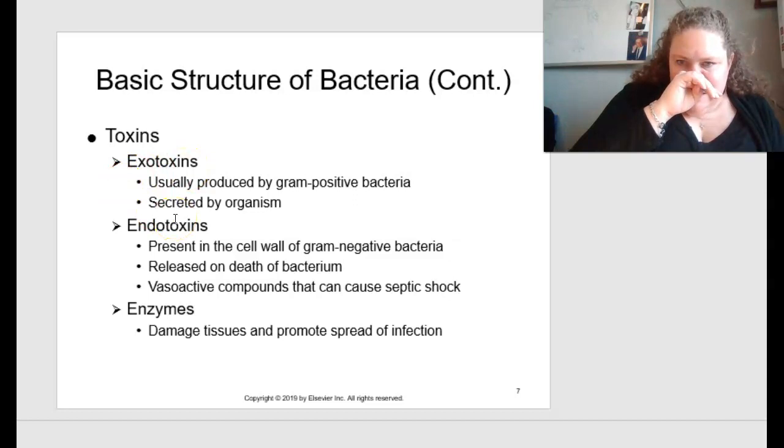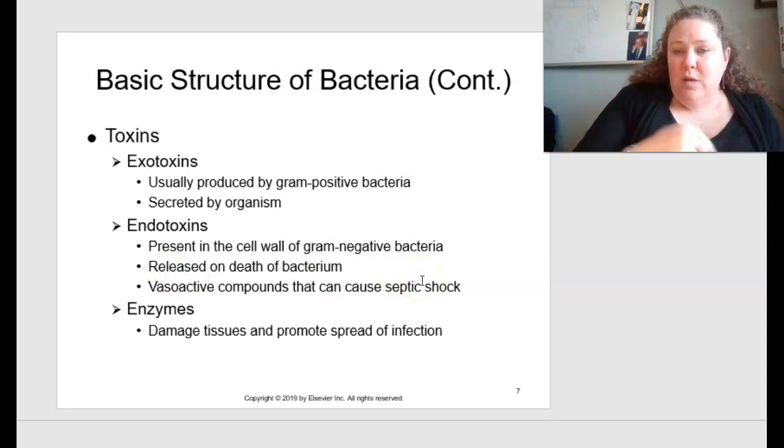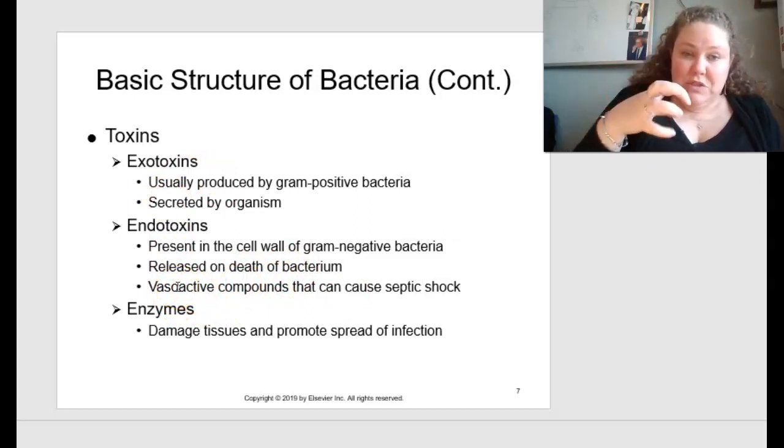Where the endotoxins are present in the cell wall of gram-negative bacteria, and they're released upon the death of the bacteria. And these are vasoactive components that can cause septic shock. So again, look for those keywords. Vaso is the vascular system, right? So your blood vessels. We just got done talking about septic shock in the last couple of units, right? And so if you have some of these toxins released, it can cause spasming and problems, vasoconstriction, lots of problems with your blood vessels, and it can start to lead to septic shock.